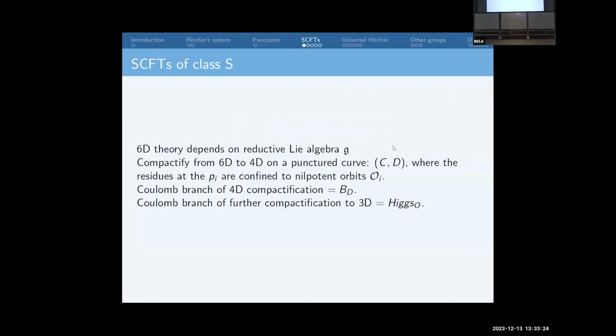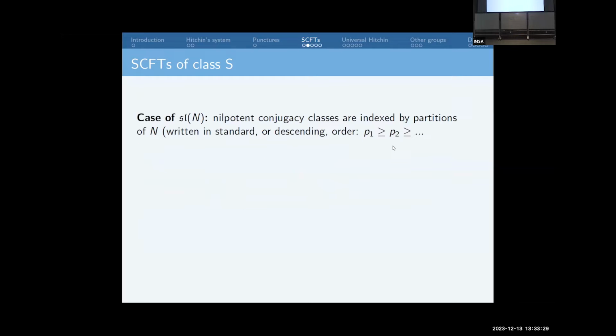These things also have Higgs branches, which we will discuss later on. So in the case of SL_n or GL_n, the nilpotent conjugacy classes are indexed by partitions of the number n, which we always write in standard descending order. So p_1, p_2, p_3, and so on. So if you have a partition, that determines a bunch of blocks, and you take a regular nilpotent in each of those blocks.